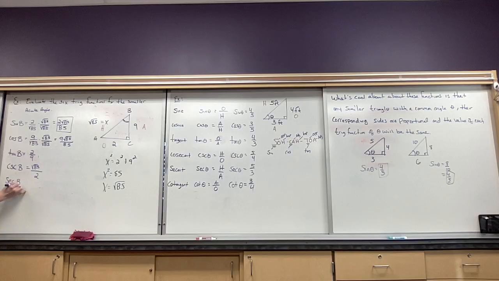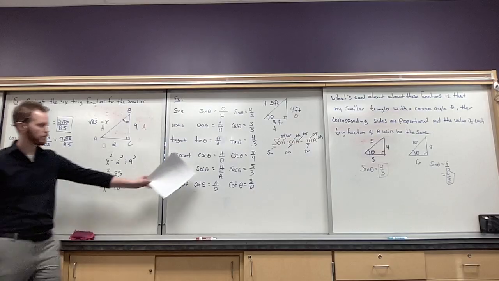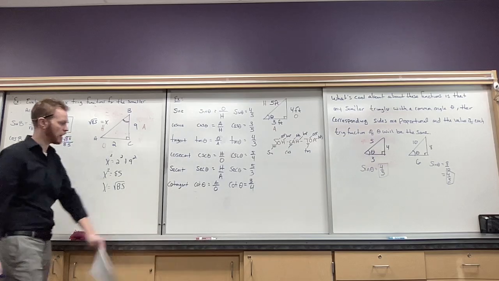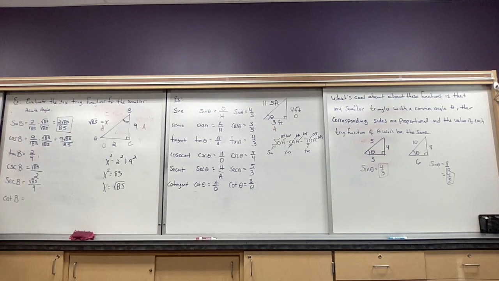Next, we'll do secant of B. Let's see. Secant is the hypotenuse over the adjacent side. So square root of 85 again, over 9. And the last step, we have cotangent of B, that's adjacent over your opposite side. So that's going to be 9 over 2.